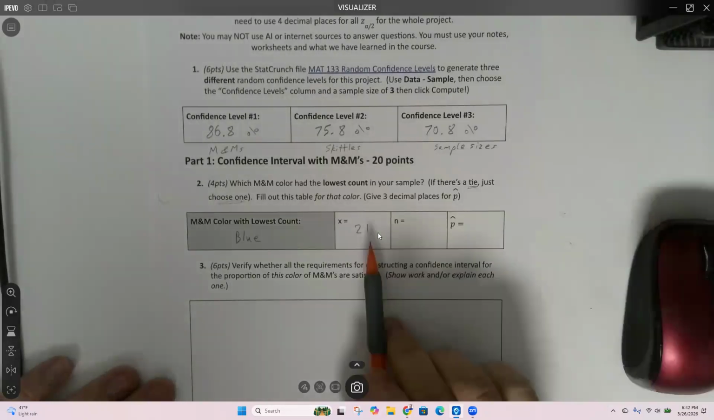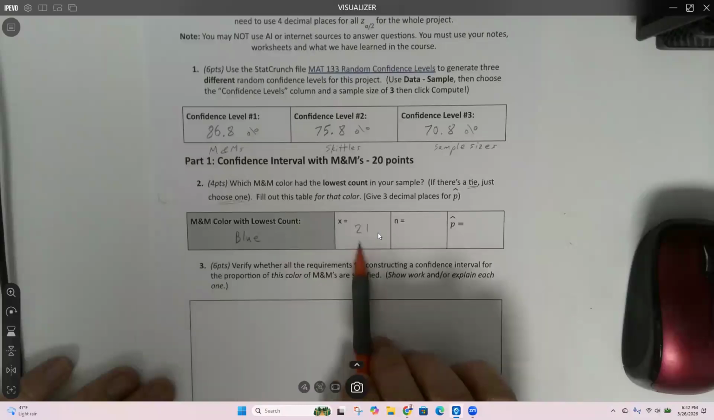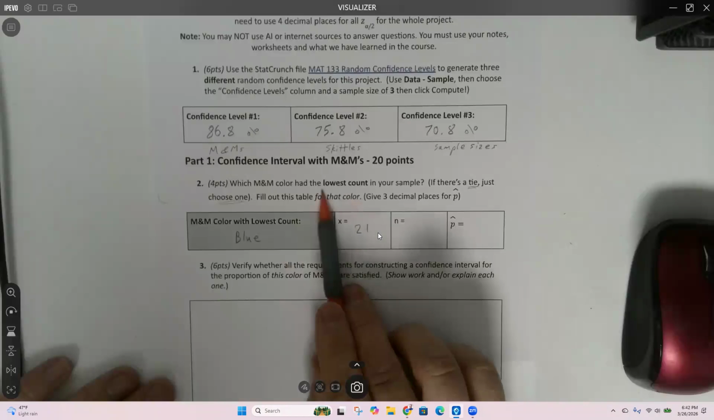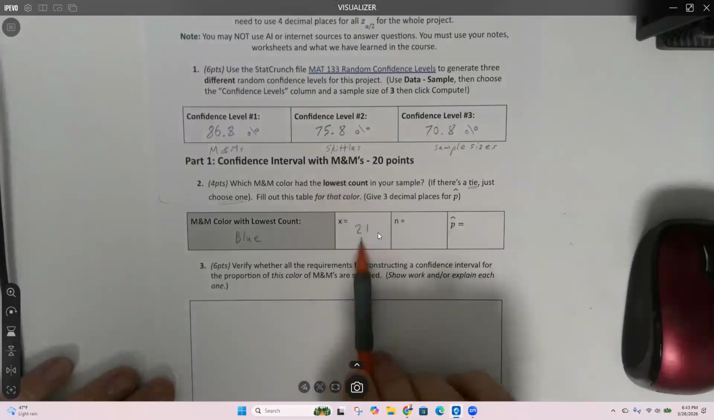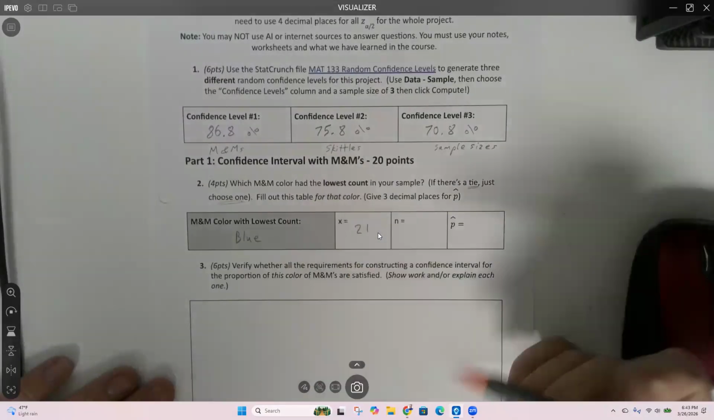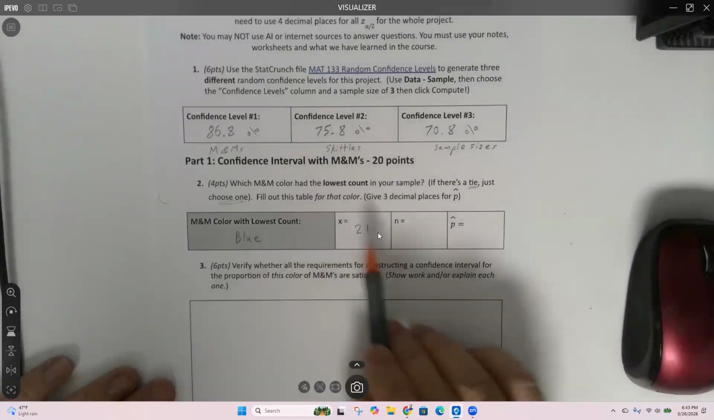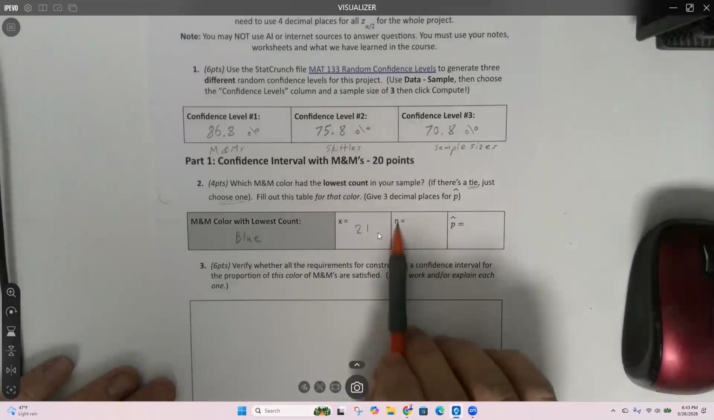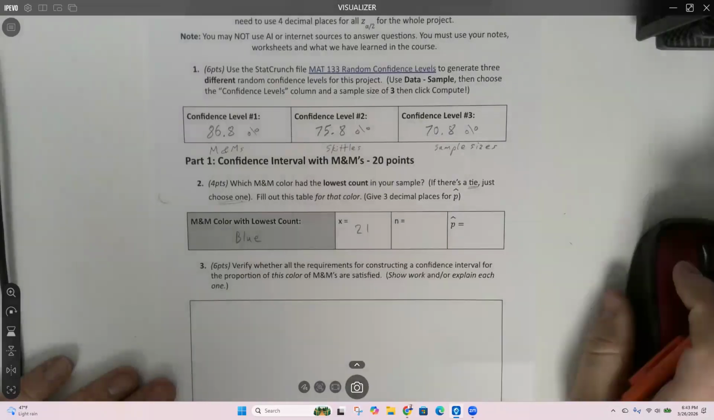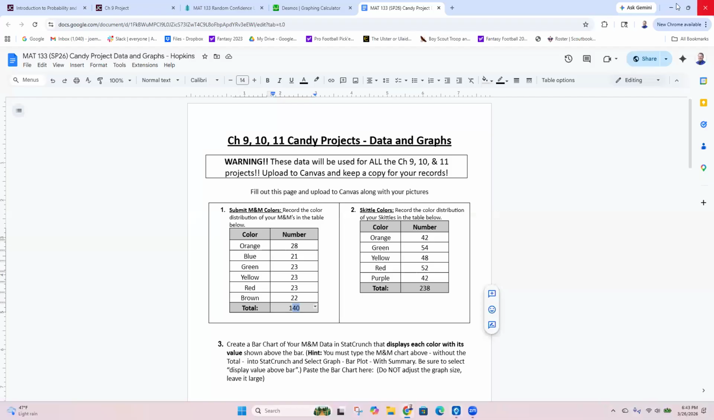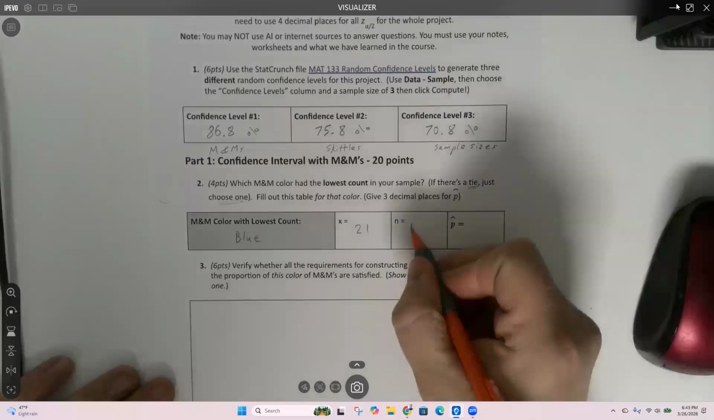Your X here is how many you had of that color. In this case, it's the lowest because they wanted the lowest, but X could be the highest or the lowest, or a different one depending on what you're trying to look at. X is your successes. N is your sample size, your total number of M&Ms. I had 140, so that's my N.